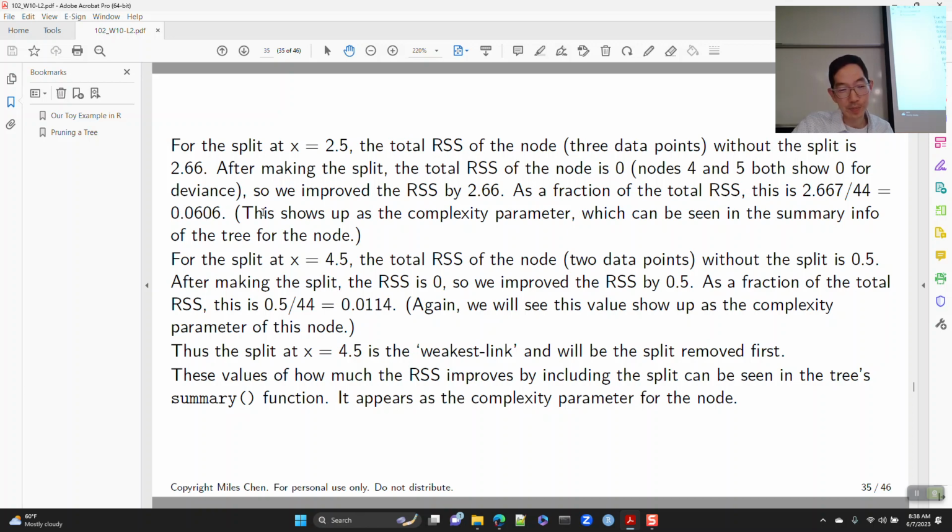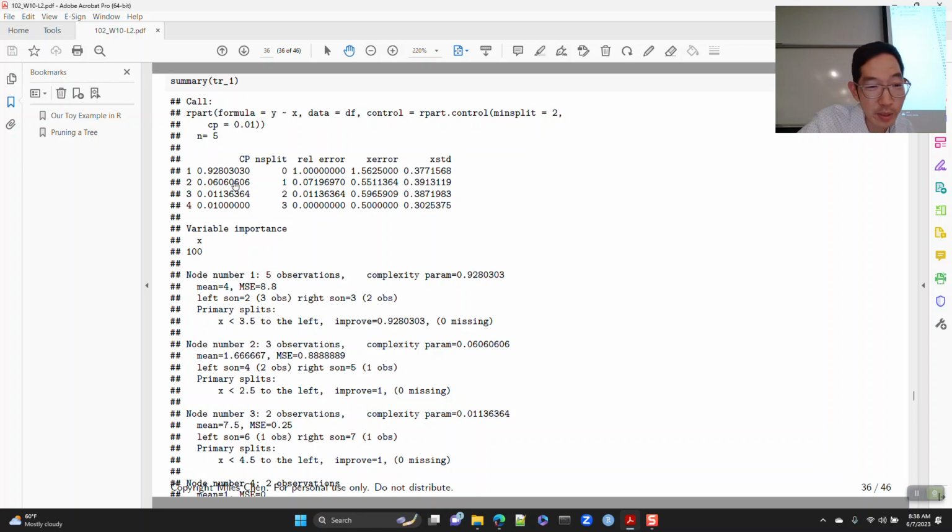Okay, so these are our complexity parameters, the improvement numbers. The first split reduced RSS by 0.928. The next split reduced it by around 6%, and that final split reduced it by 0.0113. And then this last line of 0.01 means the tree would only consider a split if the improvement was at least 1%. And in our case, all of the splits hit that threshold, so this is like your baseline. So anyway, we look at this and we say, okay, this is the weakest split here.